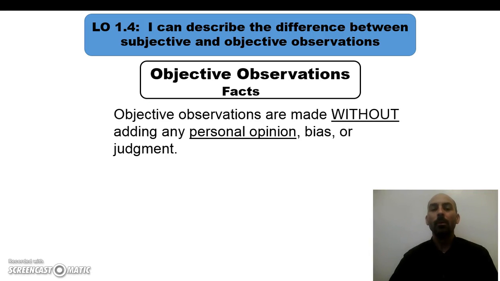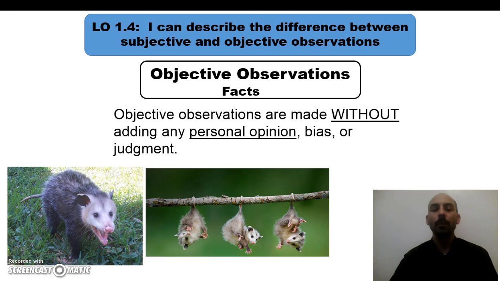So instead, we as scientists record objective observations. So these are the facts. These are the observations made without adding our personal opinions, without our bias or judgment. Let's look again at the example of possums. If we were just to include the objective observations, we could state that possums have pink noses, hairless tails, black eyes.